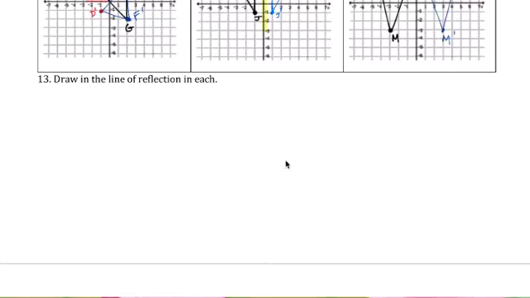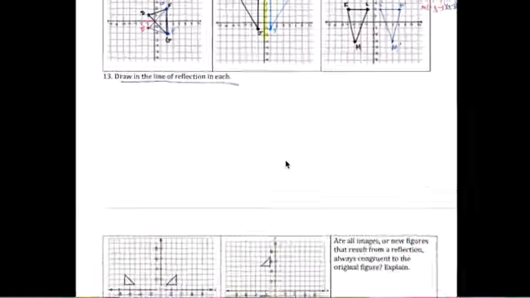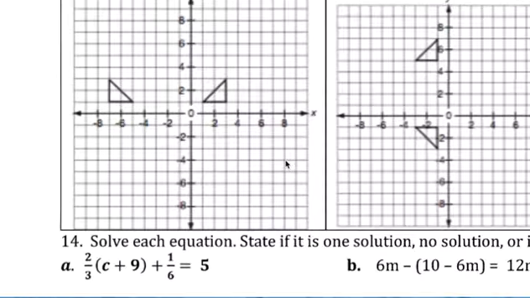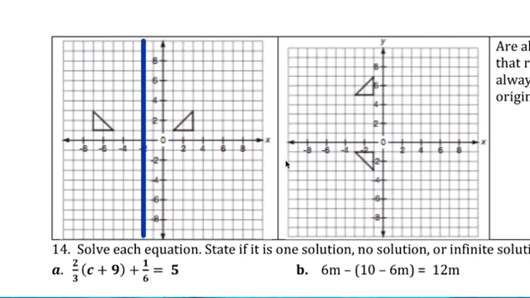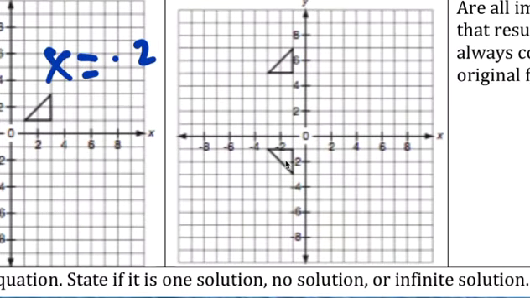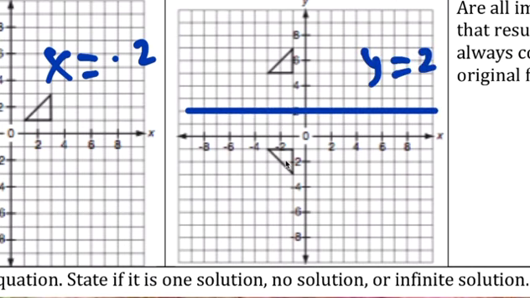Direction is draw a line of reflection. Okay, so where would we put our line where it reflects at? So it'd be right here. Right there, yeah, because it's 3 away, 3 away. That's the line of reflection there. Okay, this one here, where x equals negative 2. It's y equals 2.